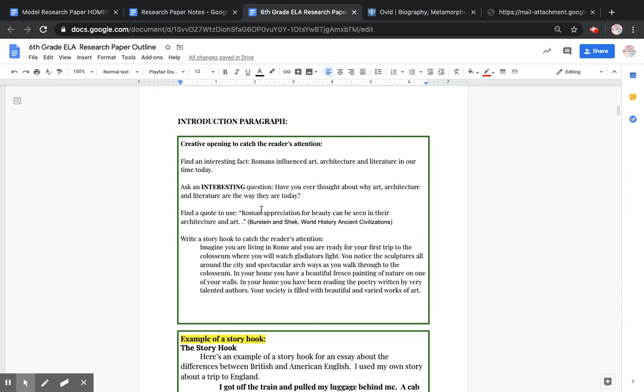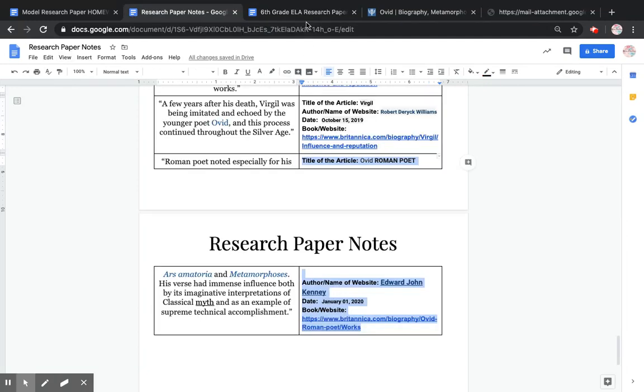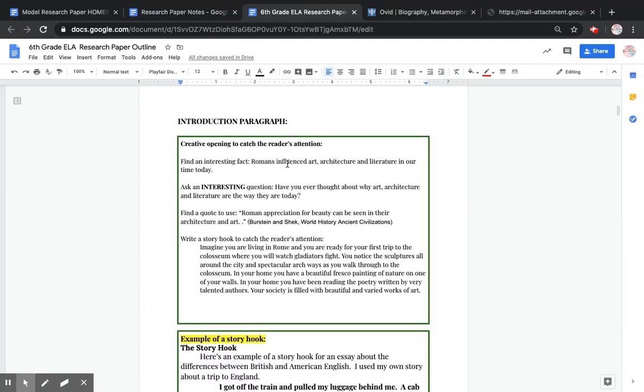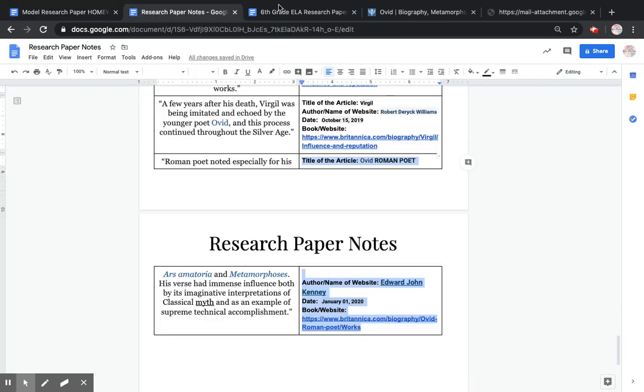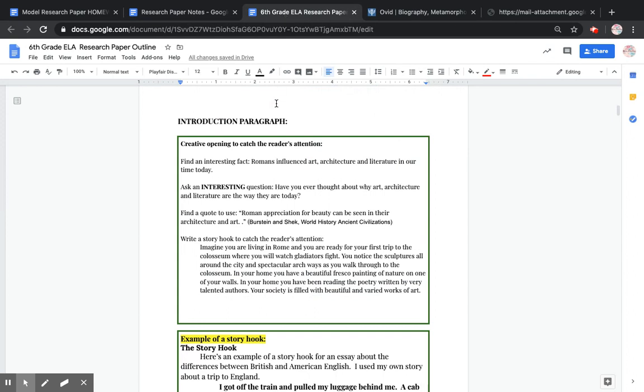So now I have my research paper notes done. I have my research paper outline done. And now that I have my outline done, I'm basically done with my paper. So now you're going to see me write the paper real quick, and it's going to be super easy. As long as you're doing your research paper notes and your outline, doing the paper is going to be so easy for you. I'm going to show you exactly what I mean.